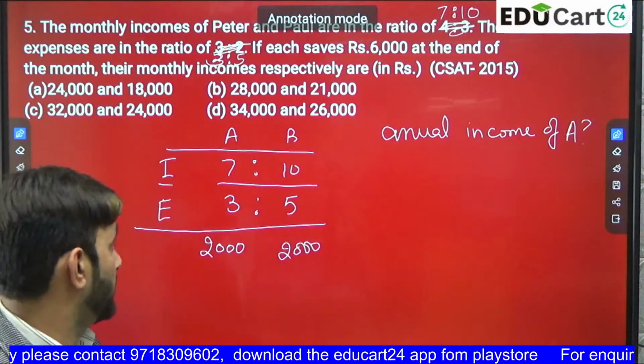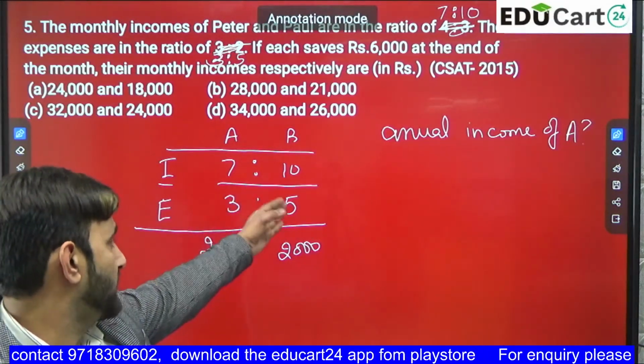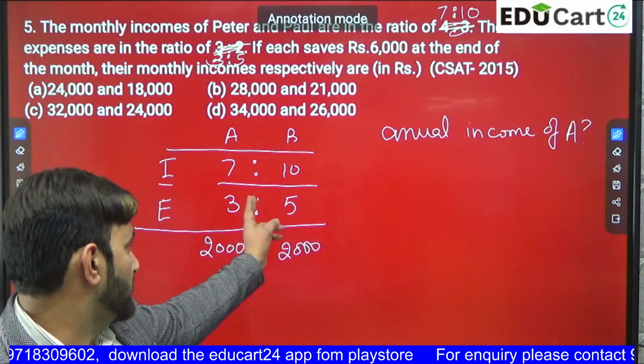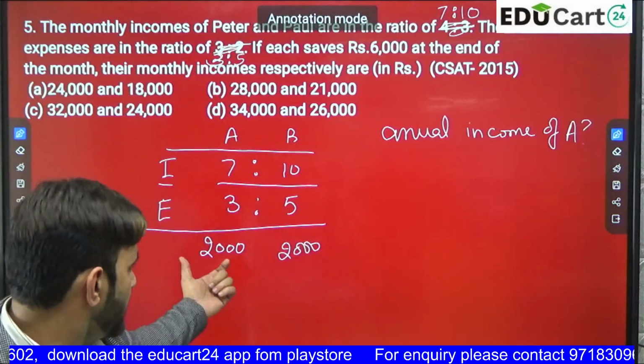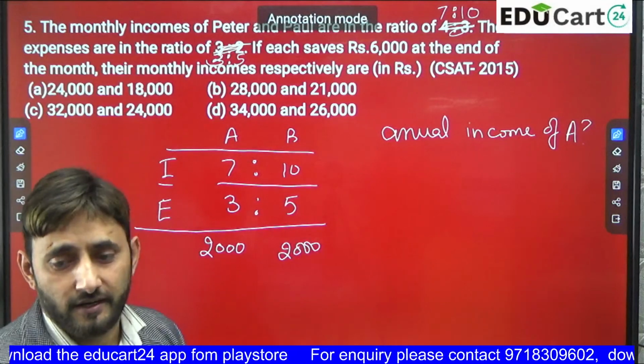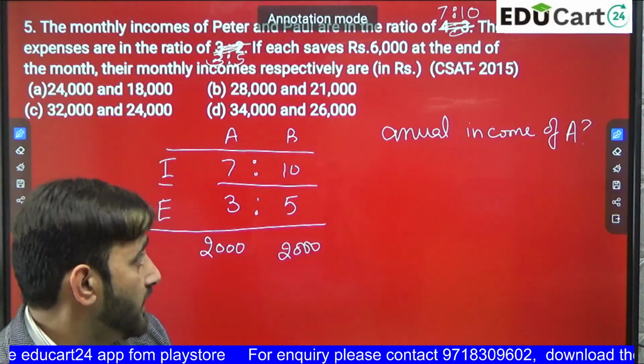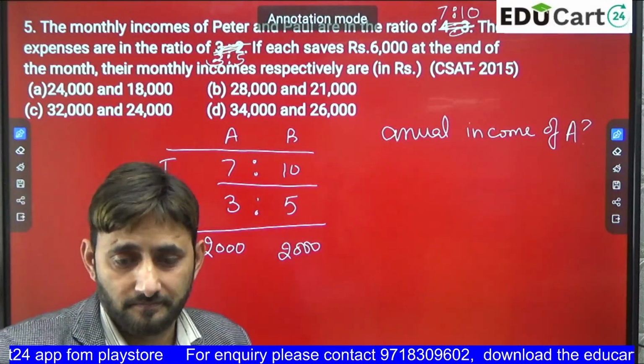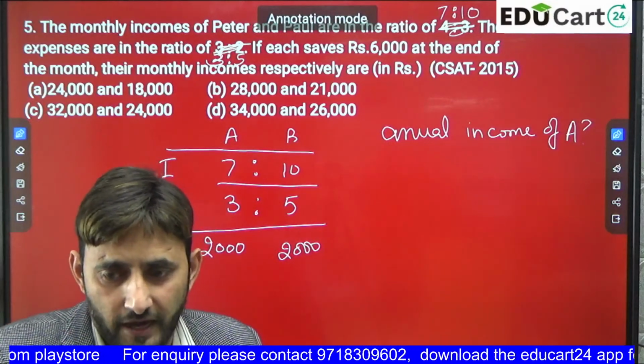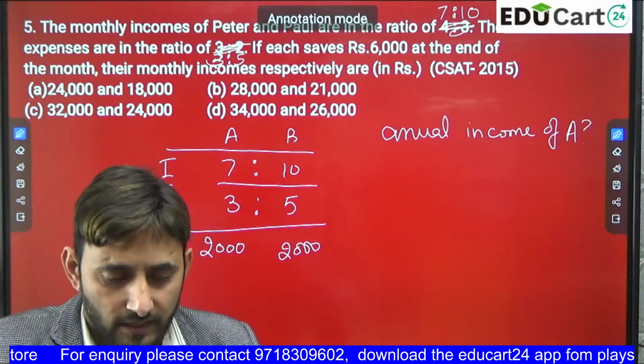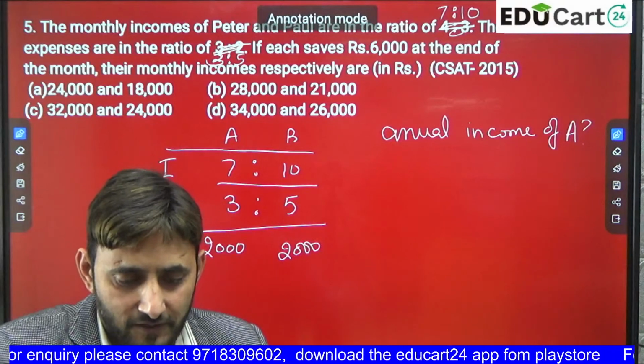Ratio of the monthly incomes of A and B is 7:10. Their expenditure ratio is 3:5. Each of them saves rupees 2,000. Then find A's annual income. Let's see who will give me the correct answer first.